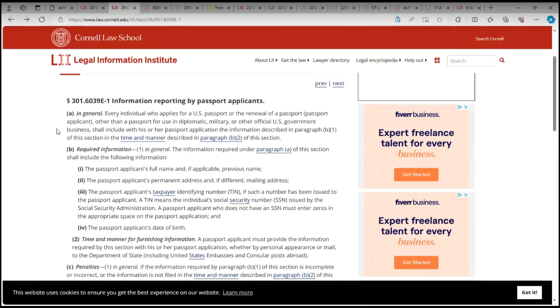Every individual who applies for a passport or a renewal of a passport, and they're calling them passport applicant, right? So they're saying every individual who applies for a U.S. passport or the renewal of a passport is a passport applicant. Other than a passport for diplomatic, military, or other official U.S. government business, shall include with his or her passport application the information described in paragraph B1 of this section in the time and manner described in paragraph B2 of this section.